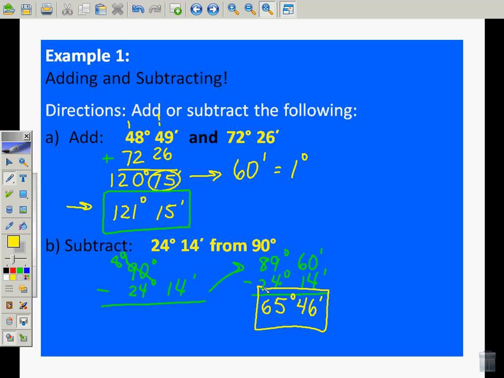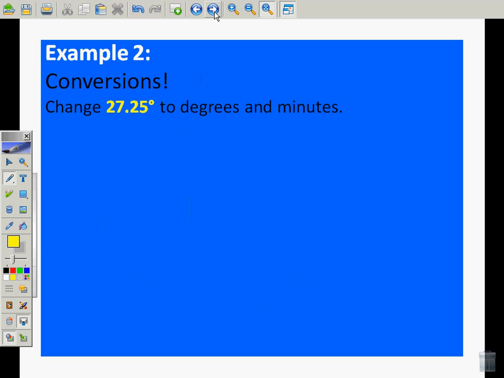Okay? The last thing that we're going to do with degrees, minutes, and seconds is we're going to convert to degrees and minutes. So we've got 27.25 degrees, and we're going to convert 27.25 into degrees and minutes. So let's think about this for a second. We know we have 27 whole degrees. But this 0.25 is going to give us fits unless we understand what it's actually saying.